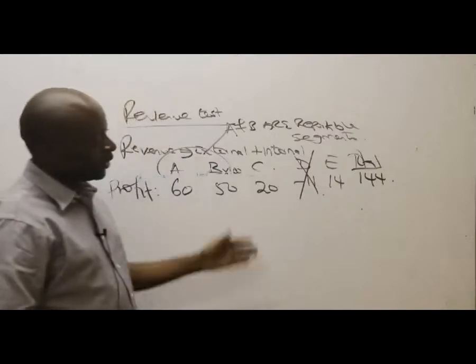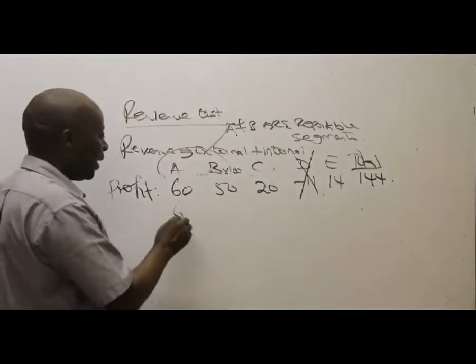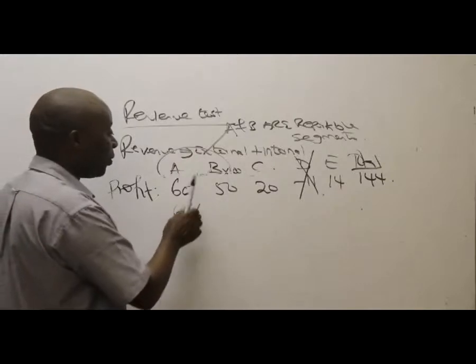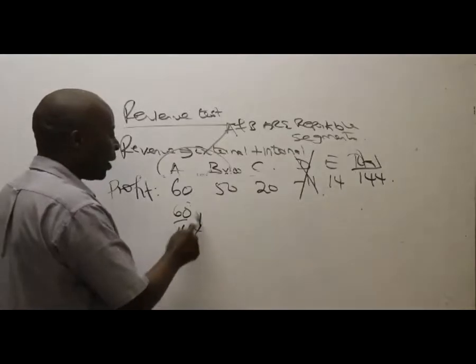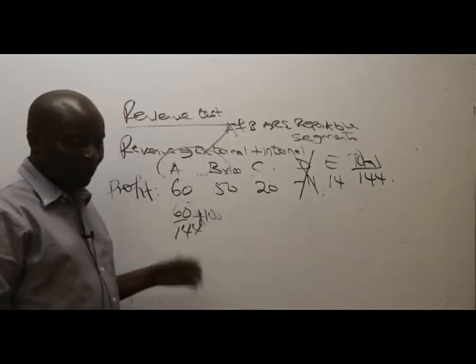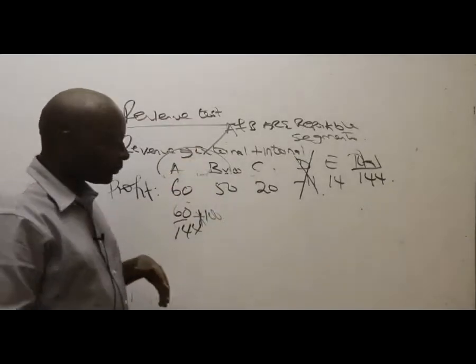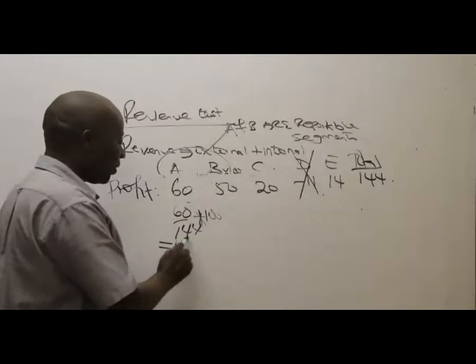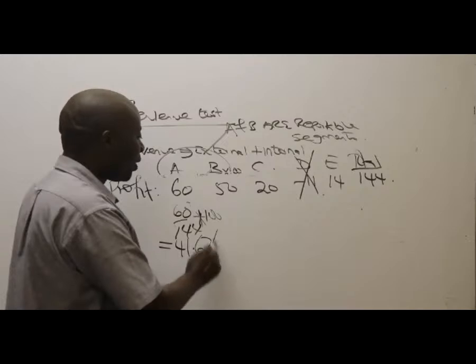144. Now with that, I should be able to do my percentages. So we start with A. A is 60%. No, not 60%. Look at me. It is 60 over 144 times 100. I was almost going wrong there. You guys would have also punished me. Shem tells me this is 41.67%. Thank you.